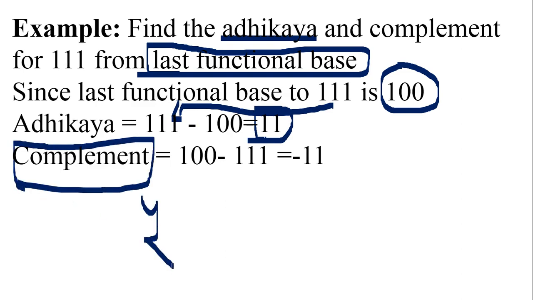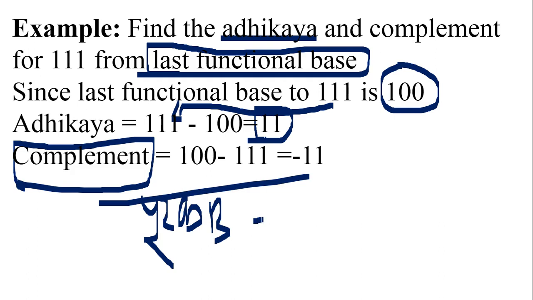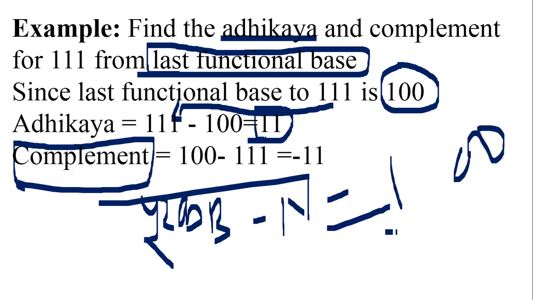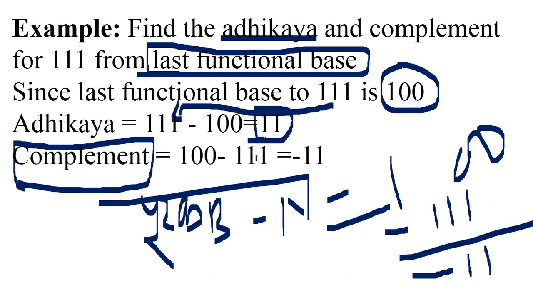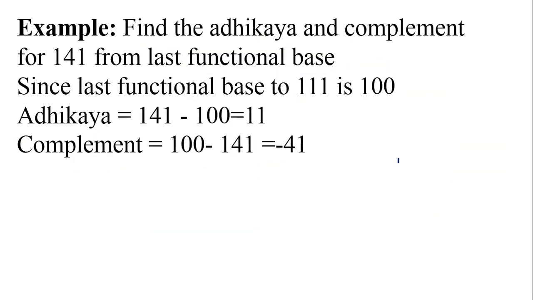And if you want to calculate complement, that's purak. In Hindi it is called purak sankhya, purak number. So first you have to use base, then minus number. So base is 100 here and minus 111, so you will get minus 11. That will be your complement number. Very simple, very easy to use.